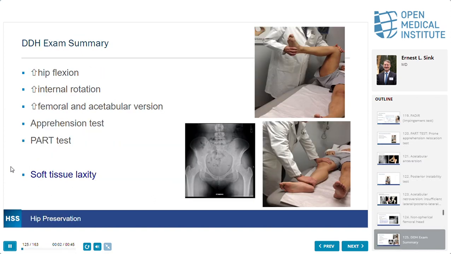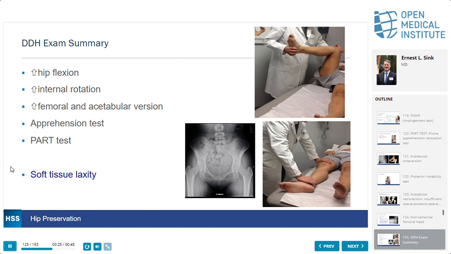So for DDH, the summary is increased hip flexion. They're not impinging. They're anteverted. You can flex it pretty far. Increased internal rotation from usually femoral anteversion and no anterior coverage. Apprehension test, which is externally rotated. Extension, they have pain in the front because you're exposing the front of the femoral head. Or the part test, which is prone pushing. Okay, and soft tissue laxity, which is very common.